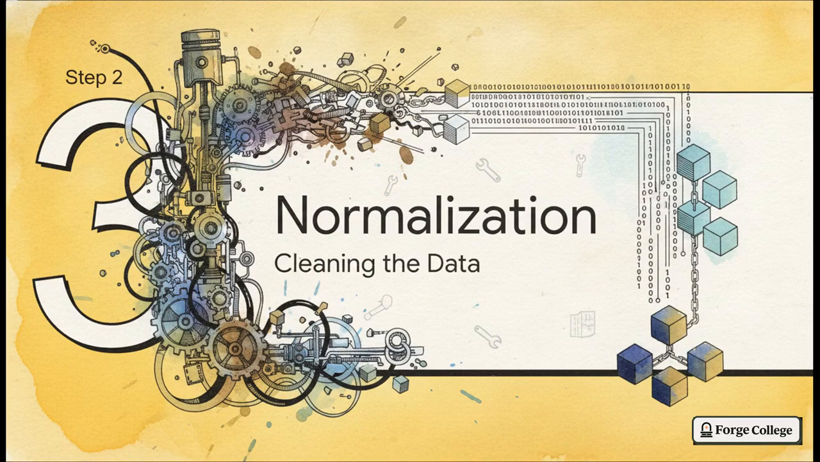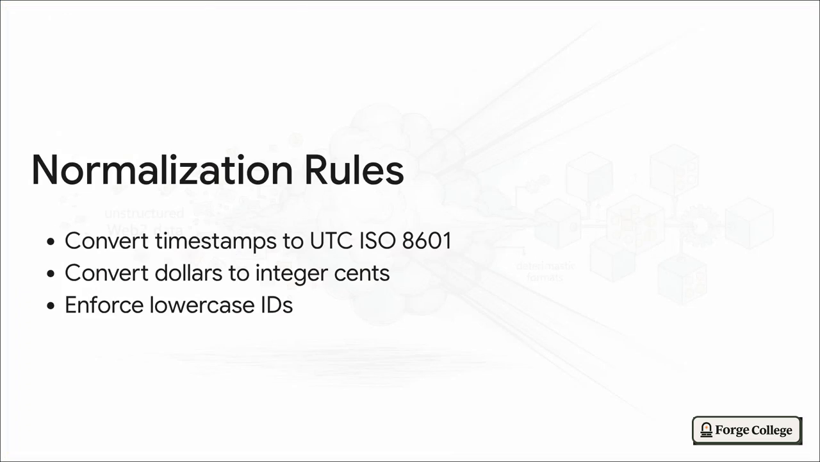Which brings us to Section 3, normalization, cleaning the data. All right, let's tighten the bolts on our data with some everyday examples of normalization. For instance, we might receive a dozen totally different time formats from a client, but we must strictly convert all of them to UTC ISO 8601. Also, we never ever send floating point dollars. We always convert them into integer cents. We strip out weird dashes and we enforce lowercase IDs.